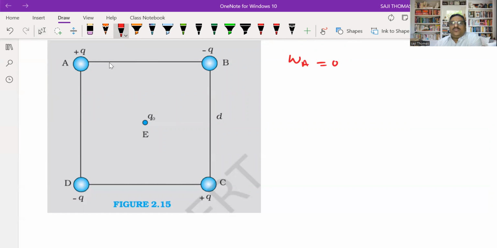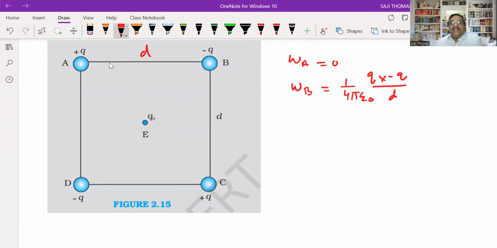Now I am bringing the charge B from infinity to the point B. So you need to do work. That work I am writing WB. You have to do work against the force of charge A only. Equation you know, 1 by 4 pi epsilon 0 Q1 Q2 by distance. Q1 is Q, Q2 is minus Q, and distance between them is the side of the square, given d. Okay.